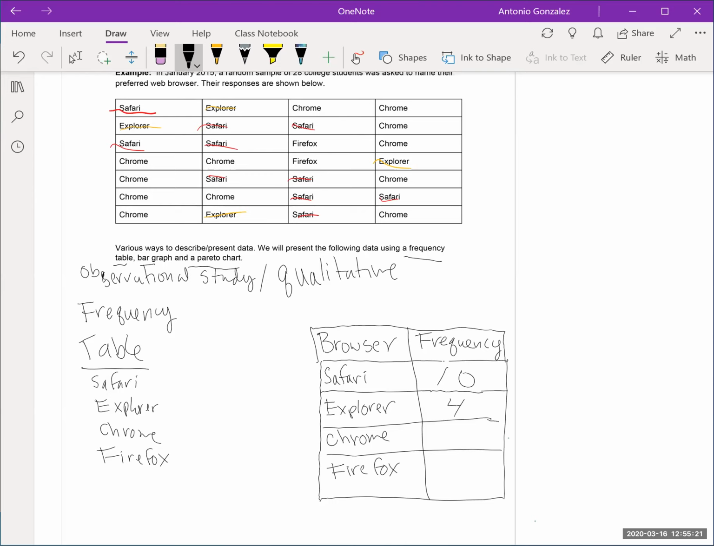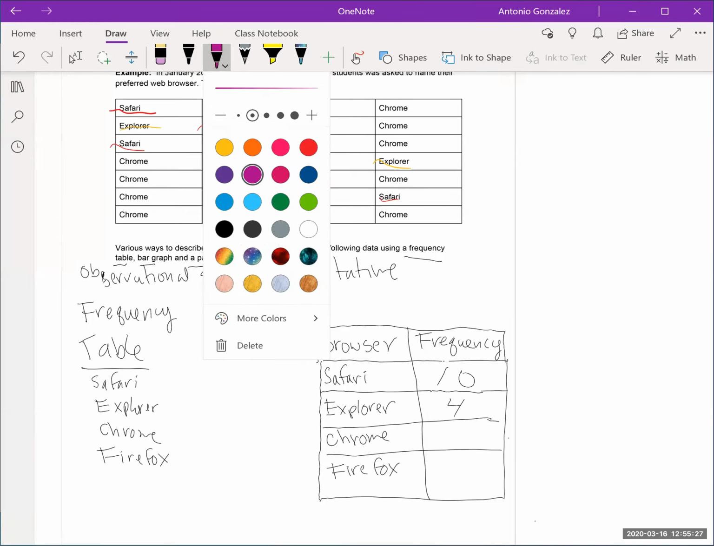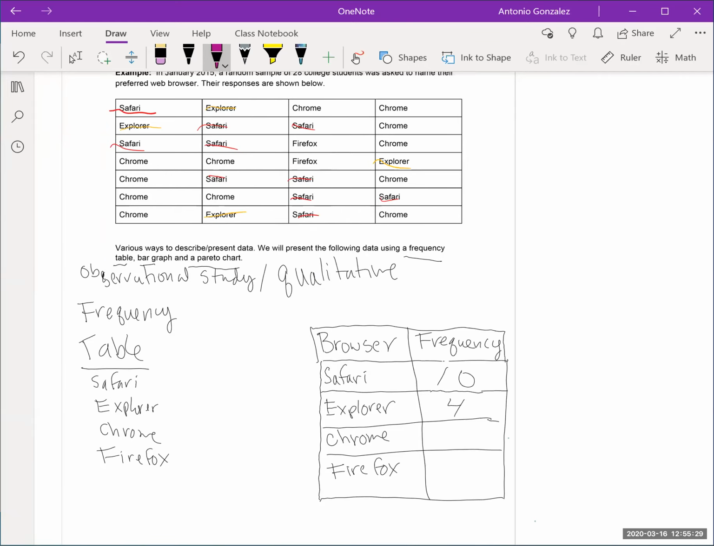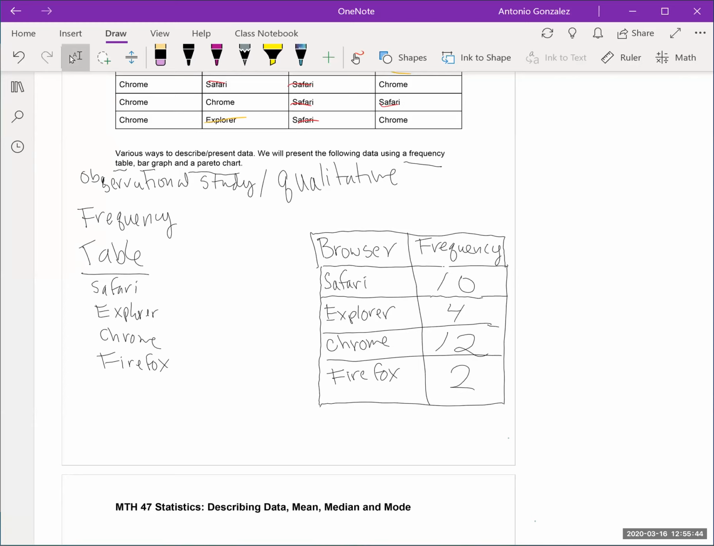All right. Okay, and then we do the same thing. Now we count up the Chrome ones. Chrome ones are 12. Thank you, someone, for doing the counting there. 12, and then that means that leaves 2 for Firefox. All right, Firefox gets more love. I think that's a pretty solid browser.